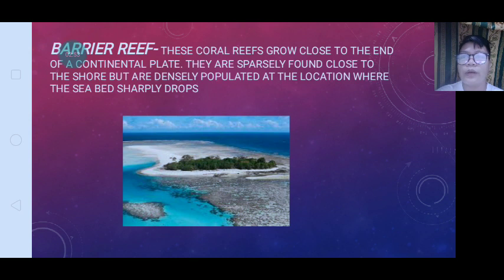Number two is the barrier reef. These coral reefs grow close to the end of the continental plate. They are sparsely found close to the shore but are densely populated at the location where the seabed sharply drops.